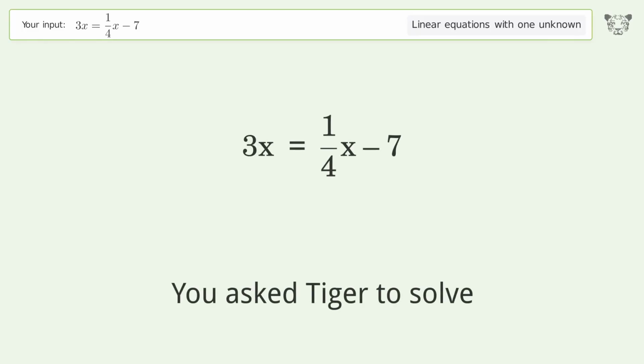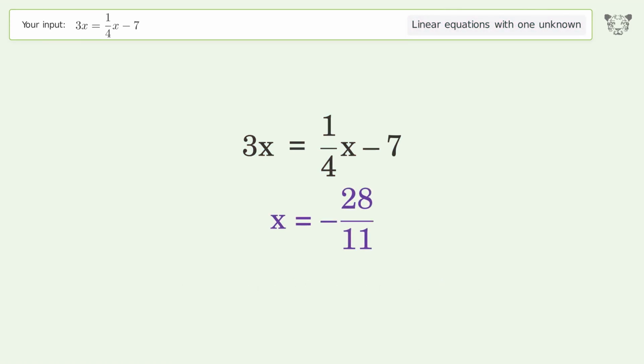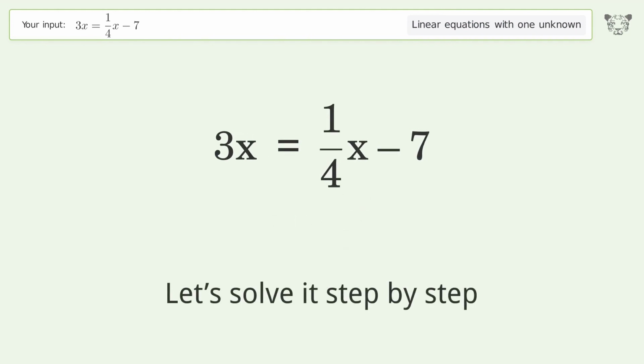You ask Tiger to solve this. This deals with linear equations with one unknown. The final result is x equals -28/11. Let's solve it step by step.